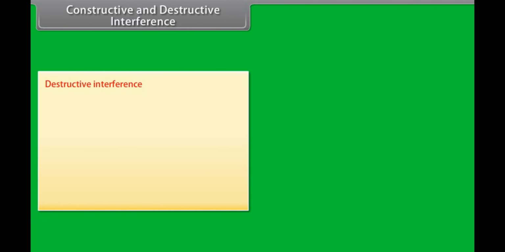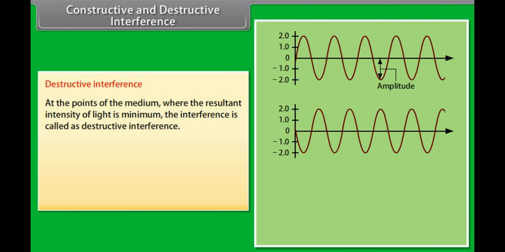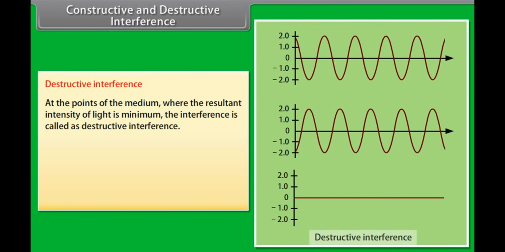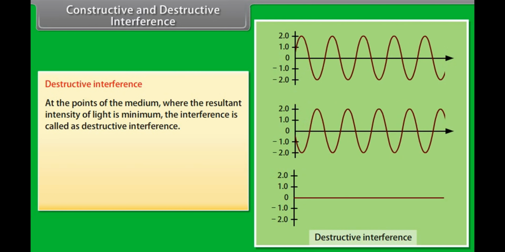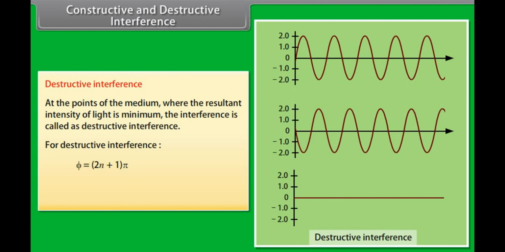Destructive interference. At the points of the medium where the resultant intensity of light is minimum, the interference is called destructive interference. For destructive interference, phi is equal to (2n plus 1) pi, or path difference p is equal to (2n plus 1) lambda by 2.